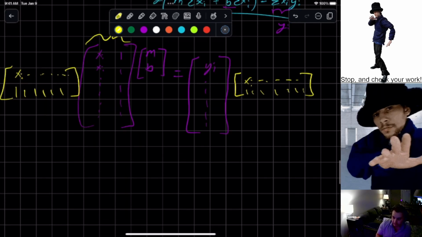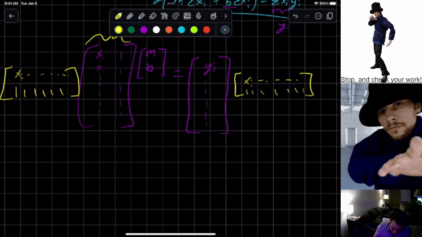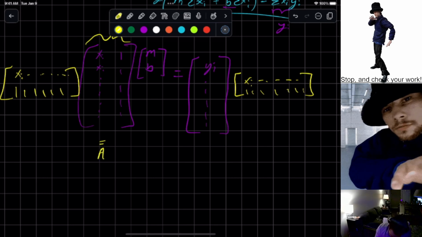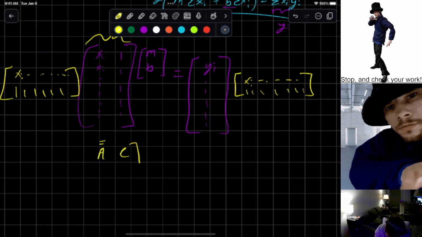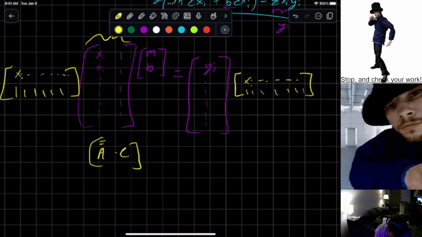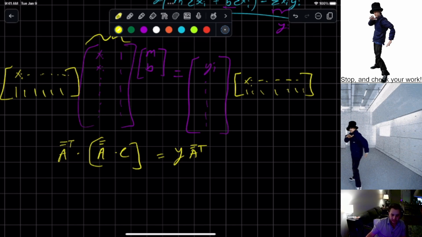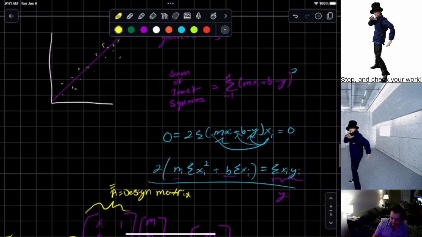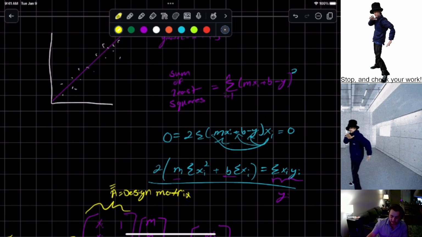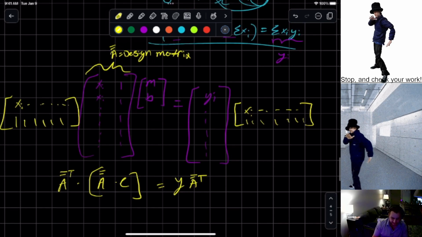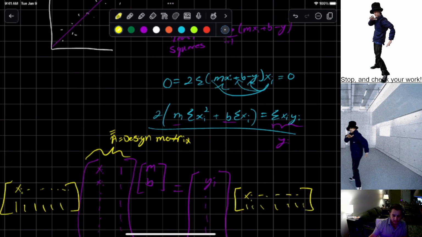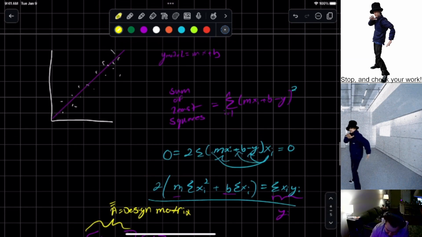So this is finally at a point where we can start working with it. We have A, our constant, times A transposed equal to our Y times A transposed. So we've proven that through the least sum squared, we can finally get to the same design matrix. One thing I wanted to come back and say is that this is the sum squared error.